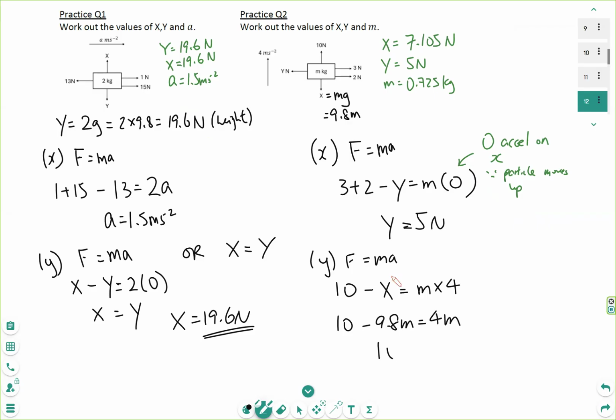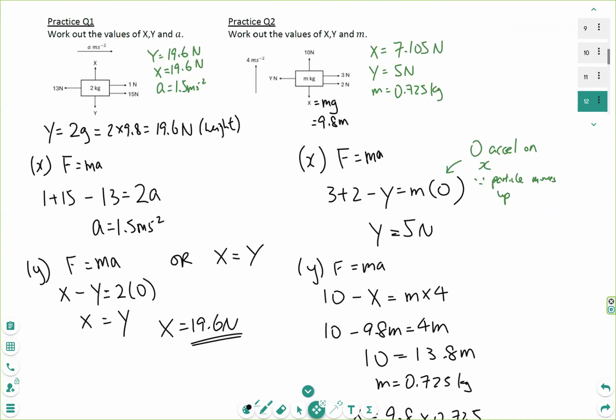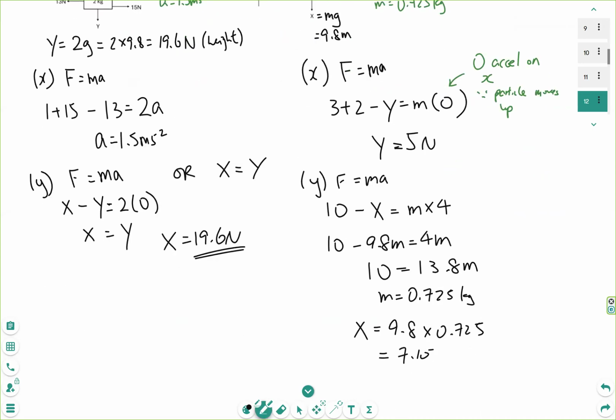So we can bring it over to the right side, 13.8m, and then divide it over. So 10 divided by 13.8. Don't make the mistake of 13.8 divided by 10. 10 divided by 13.8 is 0.725 kilogram. Once we know m, we can work out x. So x equals 9.8 times 0.725, which is 7.105 Newton.